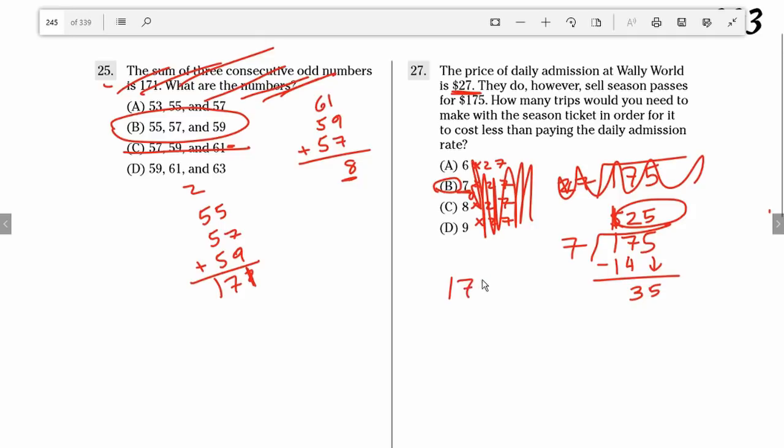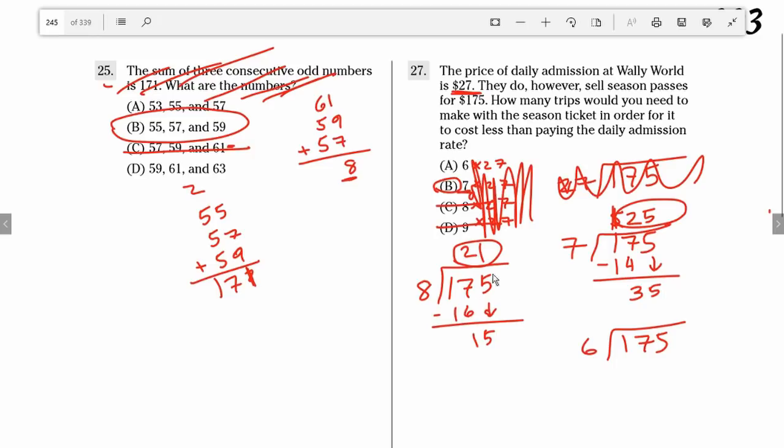So 175 divided by 8. 8 goes into 17 twice. 8 times 2 is 16. 17 minus 16 is 1. Drop down this 5. 8 goes into 5 one time. So we know 8's going to be a lot less. Of course, that's a given. I shouldn't have done that one. Let's do 175 divided by 6. If this is less than 27, we know 6 is the answer. I shouldn't have done the 8.